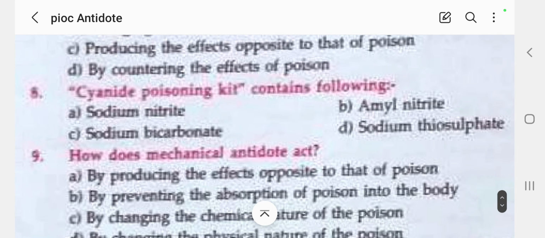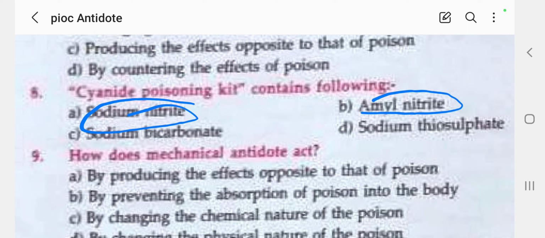Next, the cyanide poisoning kit contains the following. What are the three? Amyl nitrite, sodium nitrite, and sodium thiosulfate. This question also went wrong. So the option will be these three except sodium bicarbonate. But anyway, if the question becomes 'does not contain the following', then C becomes the correct answer. Otherwise, the cyanide poisoning kit contains these three: sodium nitrite, sodium thiosulfate, and amyl nitrite.